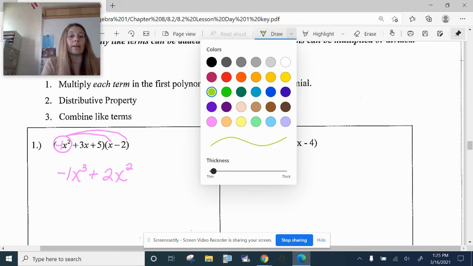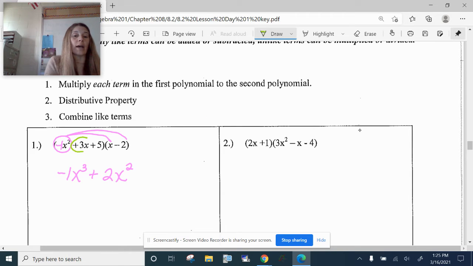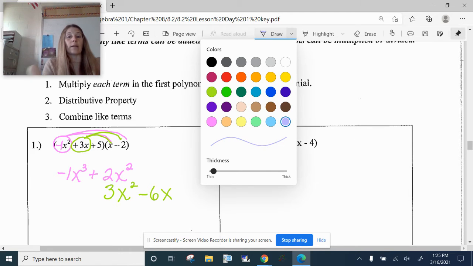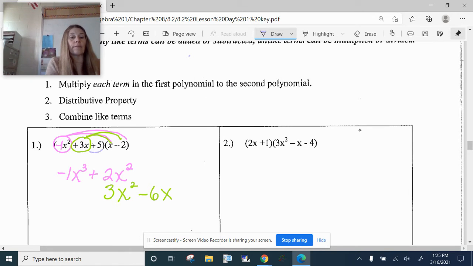Okay, so now I need to distribute this next term, which happens to be this 3x. So 3x times x will give me 3x squared. So I'll line it up underneath my other x squared. And then 3x times negative 2 is negative 6x. And then finally, this 5 here, 5 times x is 5x, and 5 times negative 2 is negative 10.